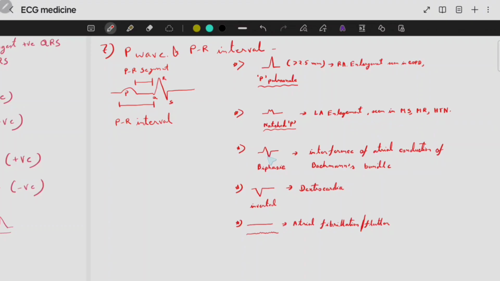Next is the biphasic P, which is positive and then negative. The cause is interference of atrial conduction, meaning a conduction defect in Bachmann's bundle. Then the inverted P, seen in dextrocardia patients. And then absent P or fluttering P waves, seen in atrial fibrillation or flutter.